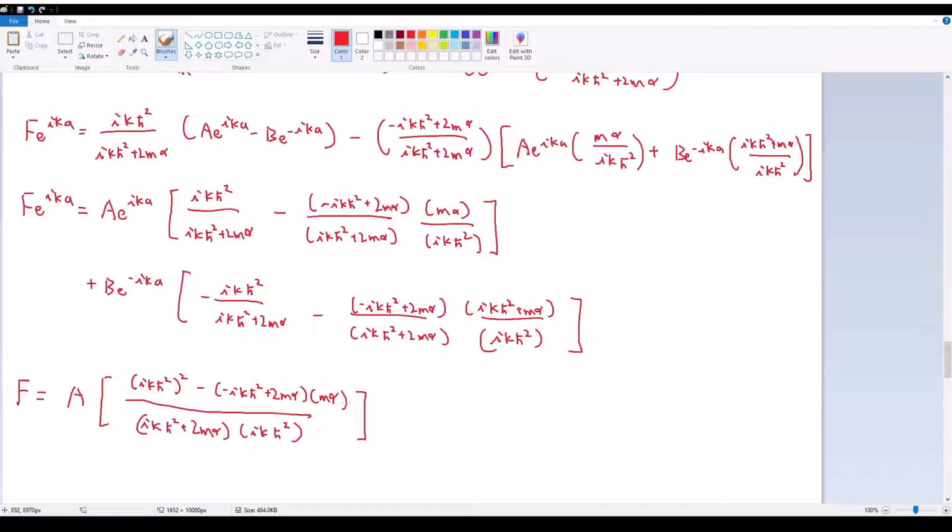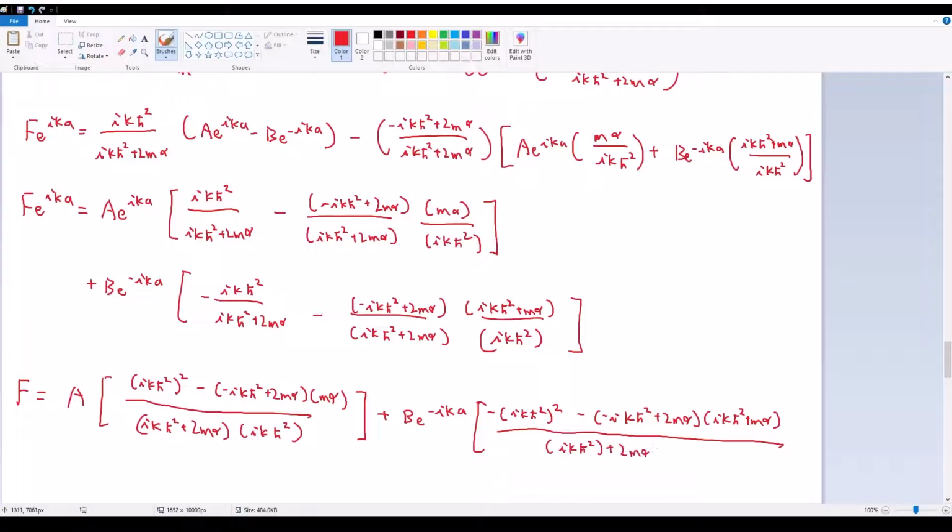And this is getting added to b e to the negative ika times, let's see, ik h bar squared, once again, negative ik h bar squared squared subtracted by negative ik h bar squared plus 2m alpha times ik h bar squared plus m alpha, and then all of this is divided by ik h bar squared plus 2m alpha times, and this is supposed to be a negative 2 ika, my apologies, ik h bar squared plus 2m alpha multiplied by ik h bar squared. Is that correct?